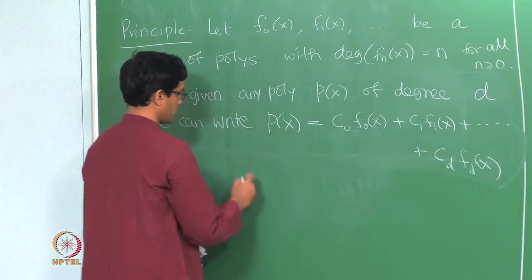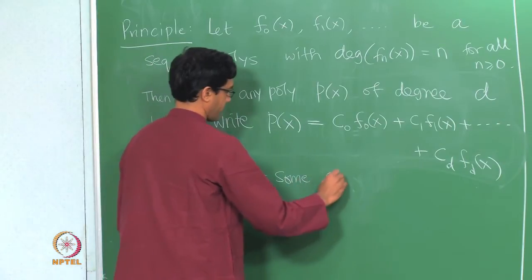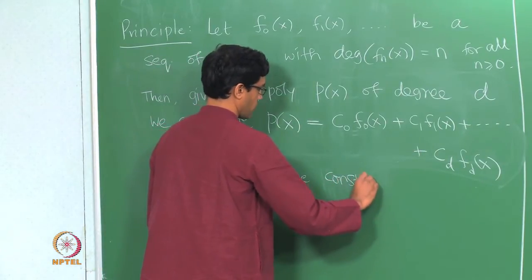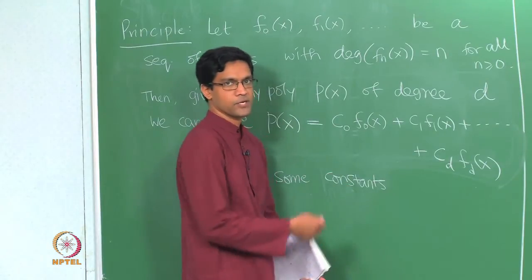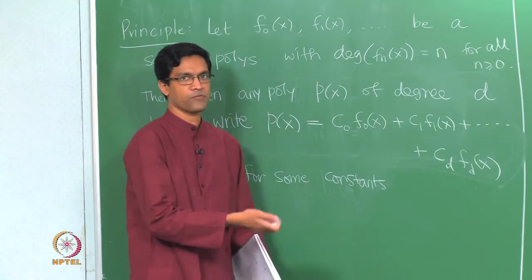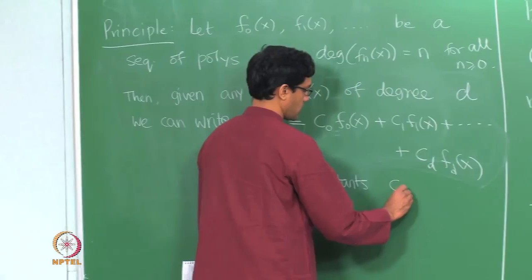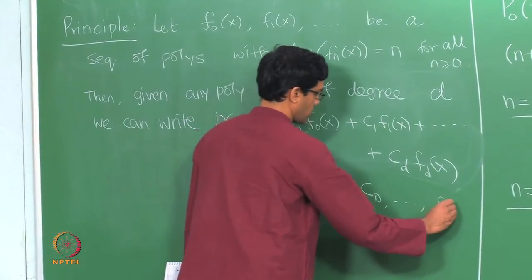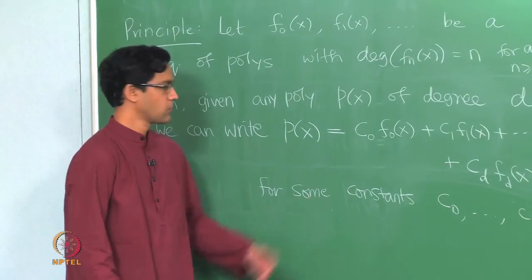For some constants C0, C1. So by constants I mean if you are looking at complex numbers everywhere, then they will be complex numbers. If all your polynomials have real coefficients, then they will be real numbers and so on. So for some constants C0 till Cd. Okay, so let us just look at this for a moment.